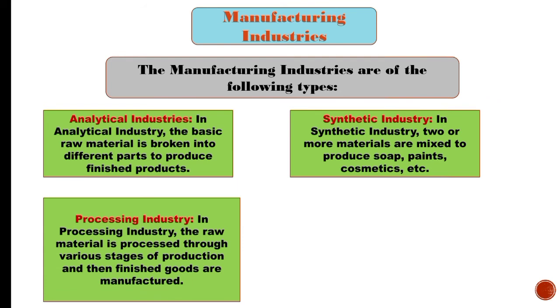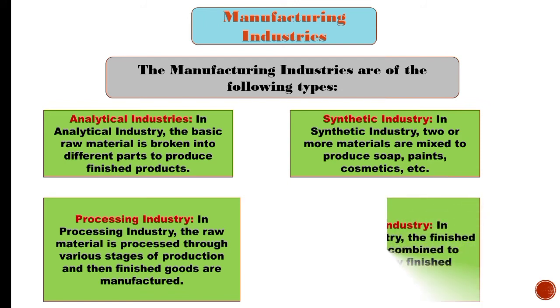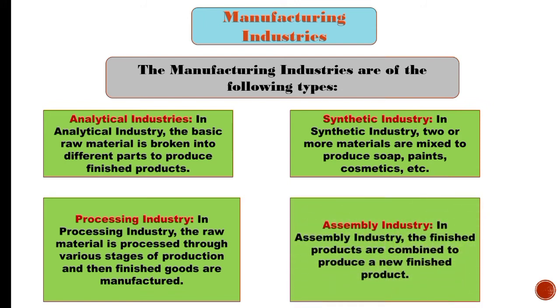Third type of manufacturing industry is processing industry. In processing industry, the raw material is processed through various stages of production and then finished goods are manufactured. For example, textile industry, iron and steel industry, sugar industry, etc. Basically, in processing industry, raw material is processed through various stages of production. There are various stages in the production of goods where raw material is converted into finished goods, and it is done in processing industry.